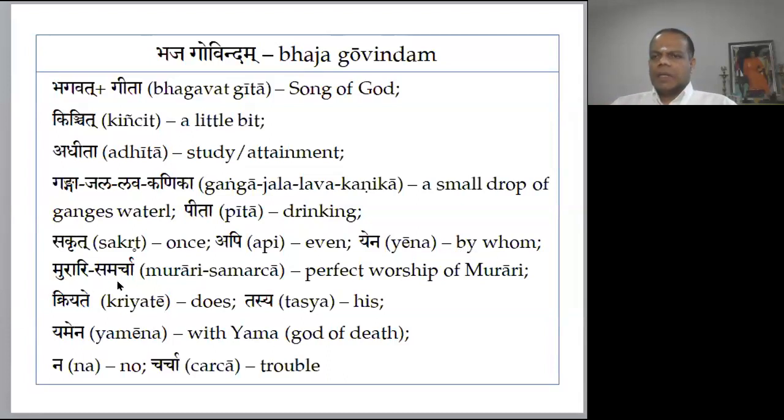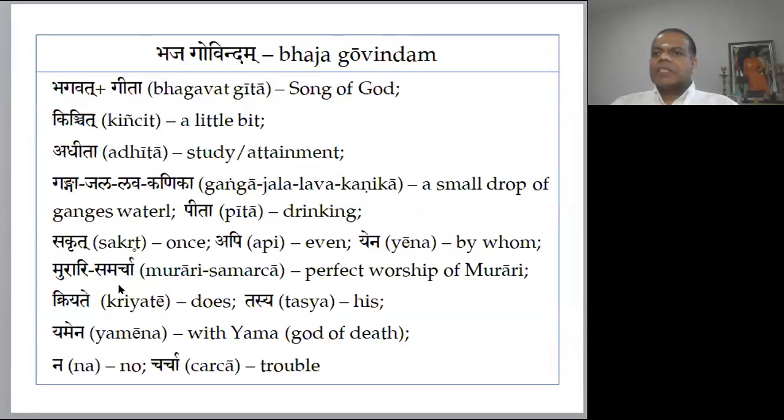Murari Samarcha. Murari is the name for Krishna or Vishnu, who destroyed the Asura Mura. Mura is supposed to be a right-hand man of Narakasura. Mura signifies obstinacy in human beings, a certain kind of demonic nature in the human mind. Human beings are also referred to as Mura. Murari means one who destroys. So that is Vishnu.